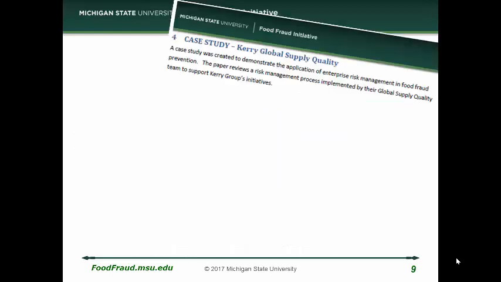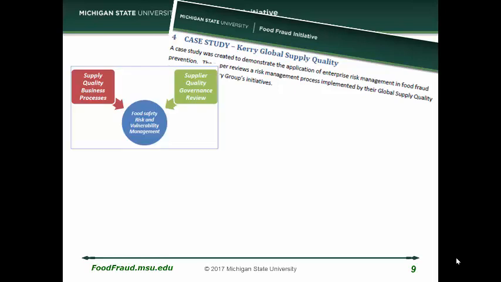Now we'll go into the case study of the Kerry Global Supply Quality Program. And this is one that we've seen and we've worked with, and it demonstrates a lot of things. First off, the system itself, in the center is a food safety risk and vulnerability management system. And there's two parts of it. They've coordinated and integrated supply quality business processes with supplier quality governance review. The key is that you've got these different functions that are working together. They're interacting together to help to manage the business and control it within the risk tolerance.